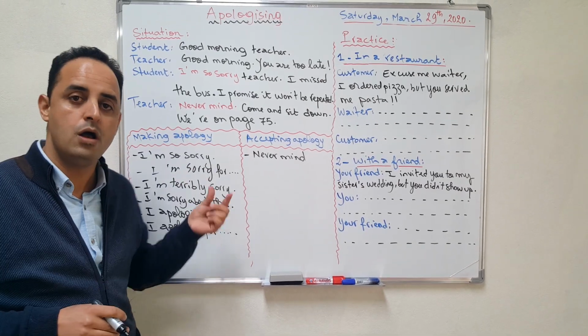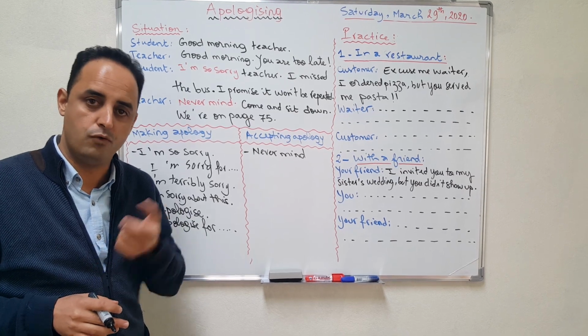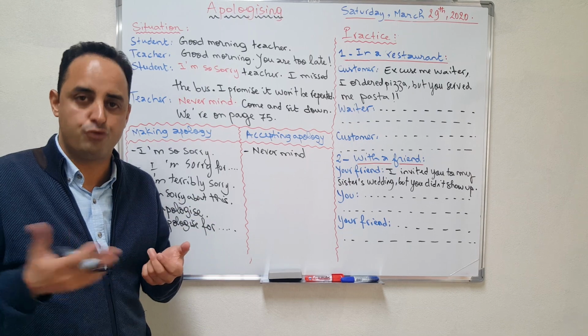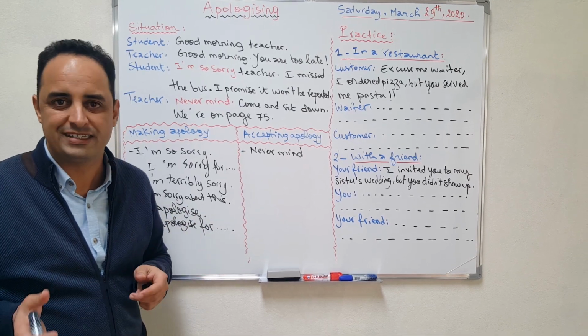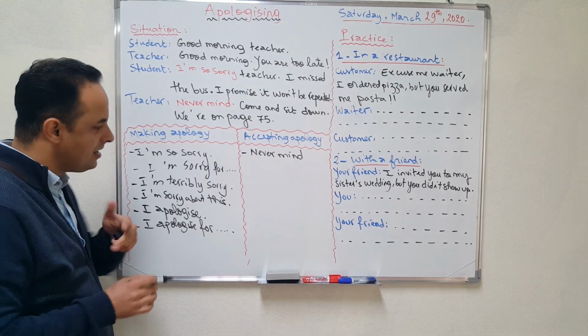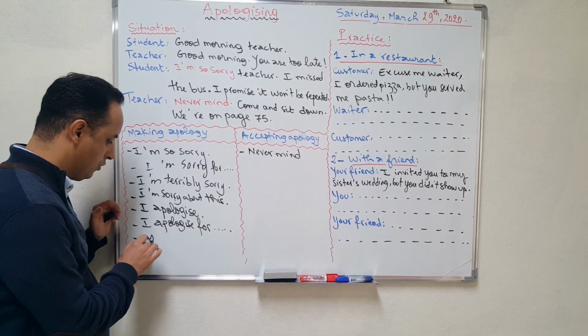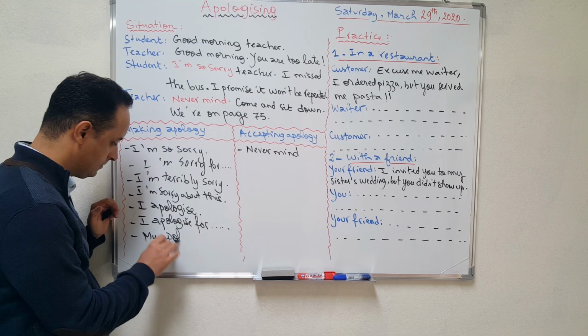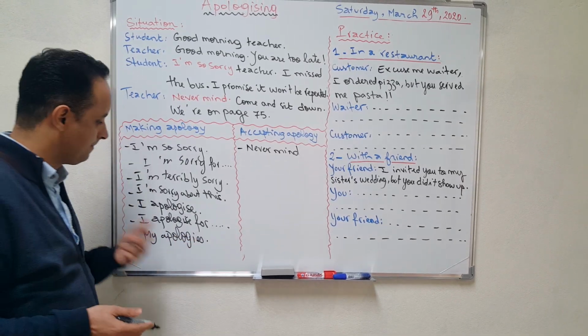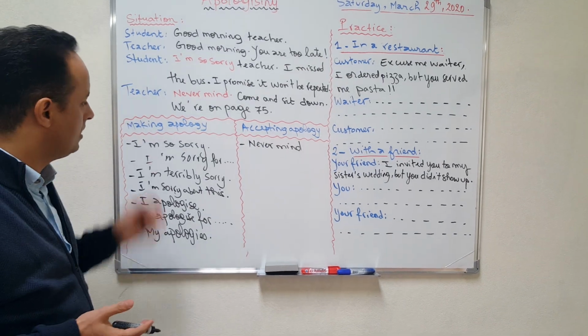So after for, you can use either a gerund, verb in the infinitive plus ing, like coming, like breaking, forgetting, or just a noun. There are other expressions we can use, like my apologies, or my sincere apologies. These are very common ones.